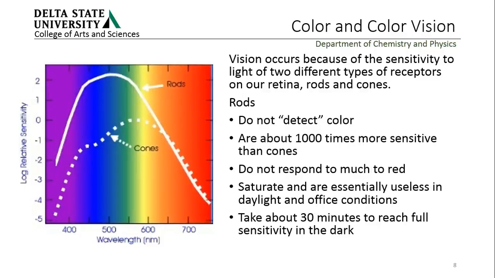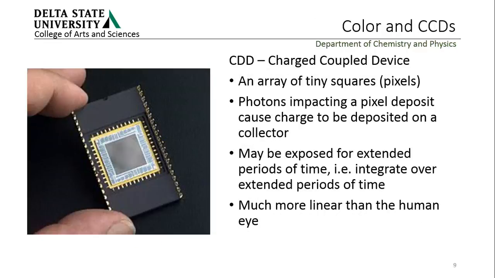Okay, now that we're done talking about color in the human eye, let's talk about color and CCDs, because CCDs are what we use most of the time for taking color images now. We rarely use film. I'm not going to talk about film here. I'm just going to talk about CCDs. A CCD, a charge coupled device, is an array of tiny squares or pixels. When a photon hits one of those, it causes charge to be deposited on a collector, right?